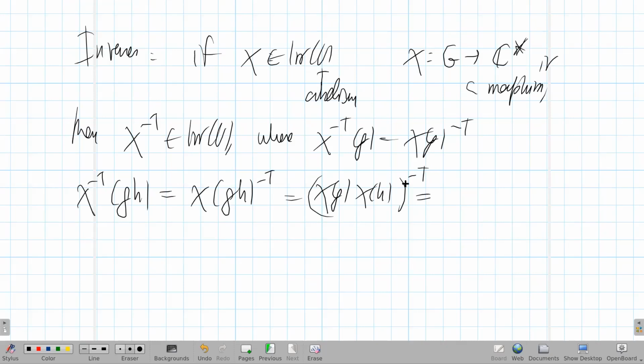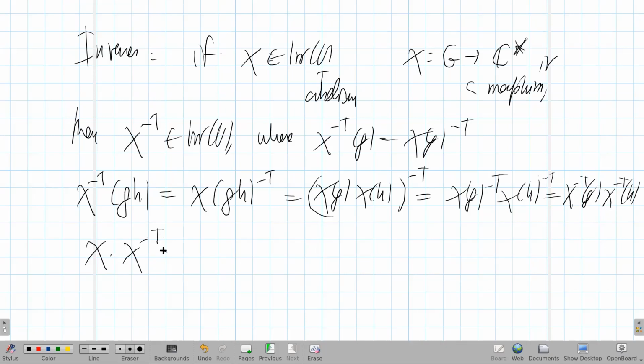Normally in algebra, you have to be careful because when you take the inverse of a product, it will be the product of the inverses in the reverse order. But C star, of course, is an abelian group. So we just have this, which is exactly chi inverse computed on g and chi inverse computed on h. And of course, you'll see immediately that chi times chi inverse is the trivial character, tau.